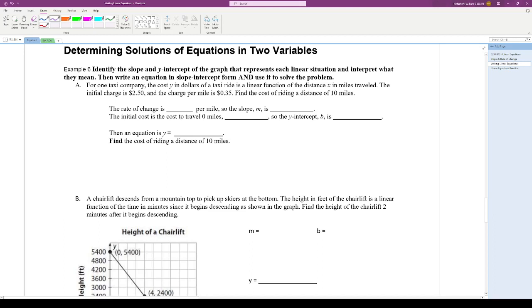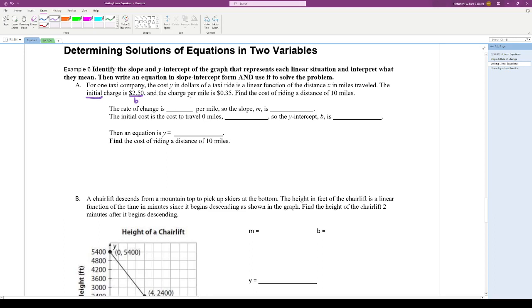For this problem we have, for one taxi company, the cost y in dollars for a taxi ride is a linear function of the distance x traveled in miles. The initial charge is $2.50. So this initial means beginning, and that is a key word that tells us that this $2.50 is our y-intercept value. So that's our charge before any miles have taken place. So this is our b value.